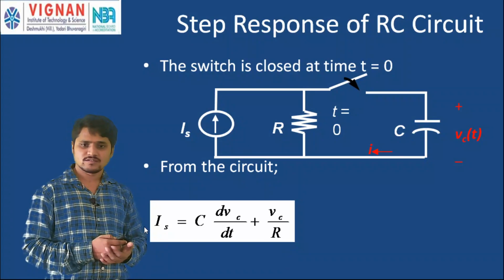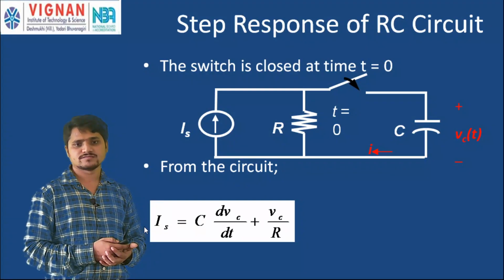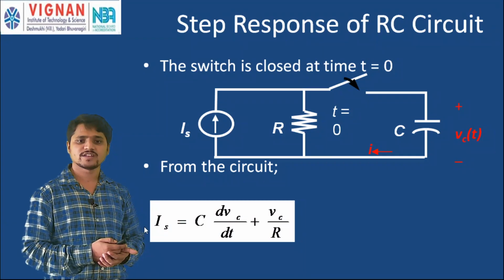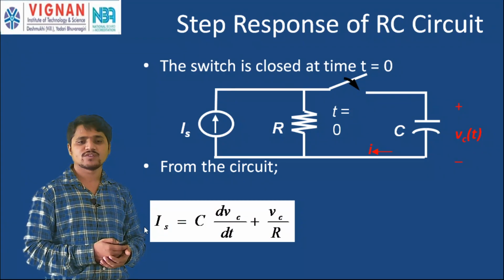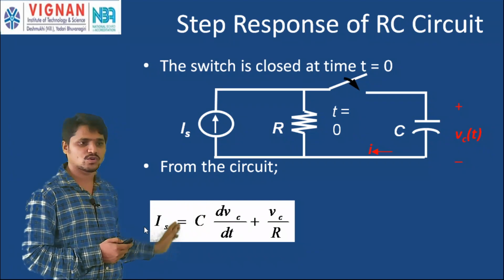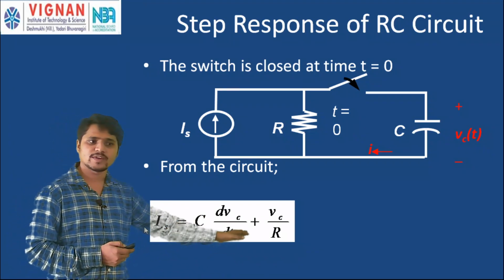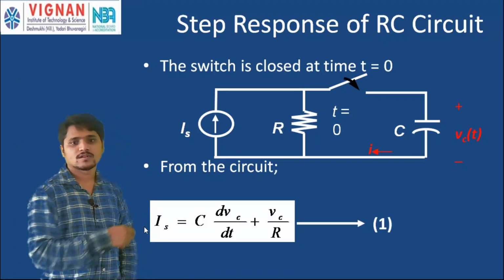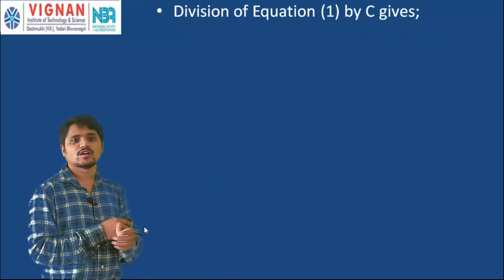Therefore the voltage is the same across these two elements. If the voltage across the capacitor is Vc of t, then the voltage across the resistor is also Vc of t. Therefore you will get this equation: Is is equal to C into dVc by dt plus Vc by R. This is equation 1.